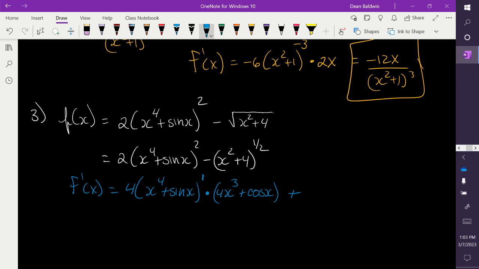Plus, now you gotta do minus. Now you have to do the derivative of the second part. What do I do with the x squared plus 4? What do I do first? Drop the half. x squared plus 4. Take away 1 from a half and you get negative a half. Then you multiply by the inside derivative. What's the inside derivative of x squared plus 4? 2x.